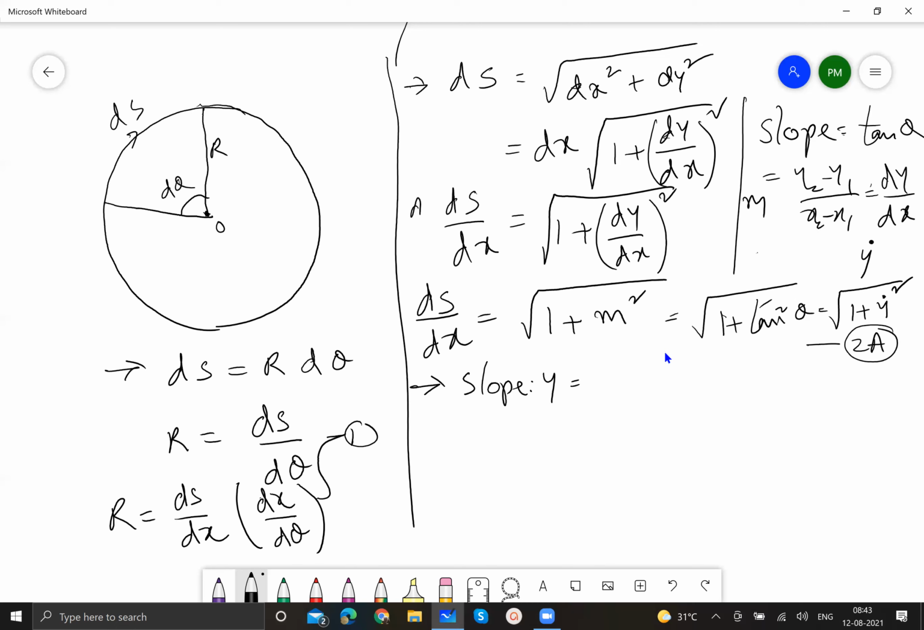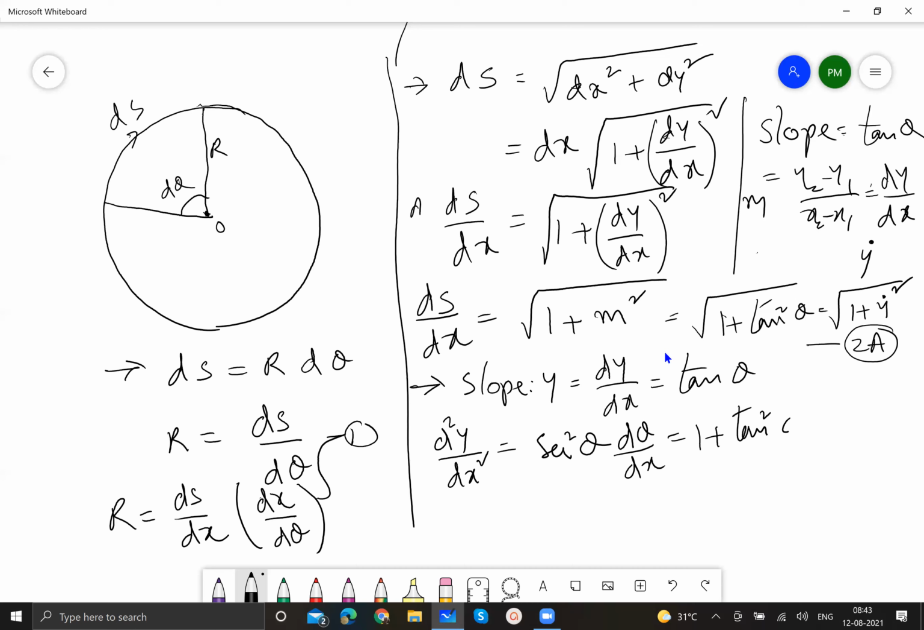Slope, y is equal to dy by dx is equal to tan theta. So now you differentiate once again. d square y by dx square is, sorry, secant square theta into d theta by dx. So this secant square theta can now be written as 1 plus tan square theta into d theta by dx. So now it is finally coming out to be, we want dx by d theta. Here I want dx by d theta.